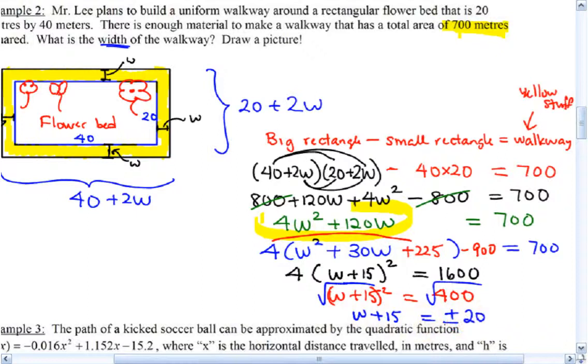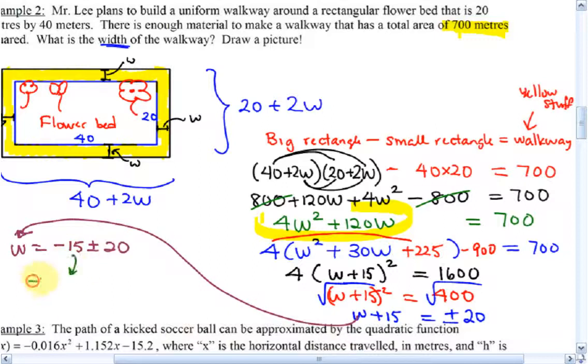Running out of space here, sorry. So what's my last step going to be? Before I simplify, let's move that 15. So it's minus 15 plus or minus 20. Now you see there's plus or minus. That means there are 2 possible solutions. So let's actually calculate them. If I have negative 15 plus 20, the answer would be 5. If I did the other one, negative 15 minus 20, that means the width of the walkway is negative 35.